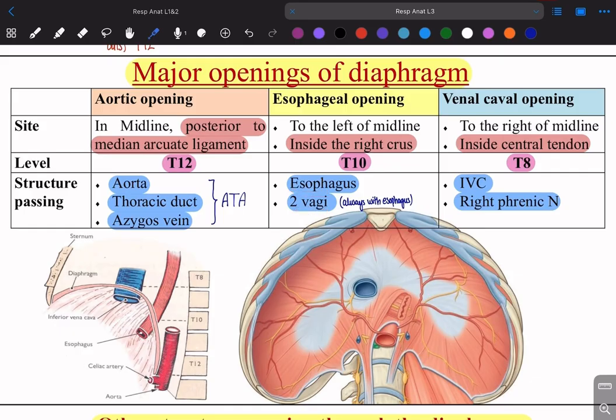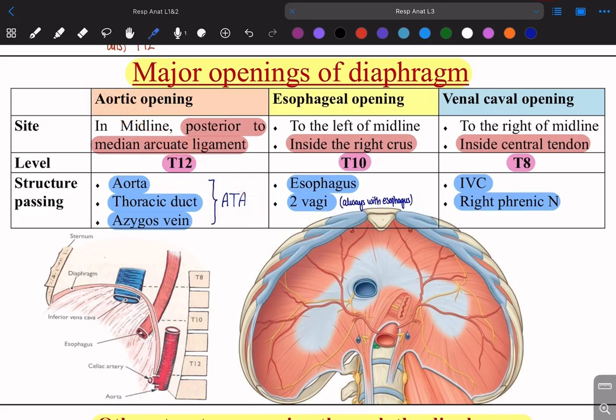They're always together. The last opening, known as the aortic opening, has the aorta, the thoracic duct, and the azygos vein. So we're going to call it ATA. ATA passes through the aortic opening.